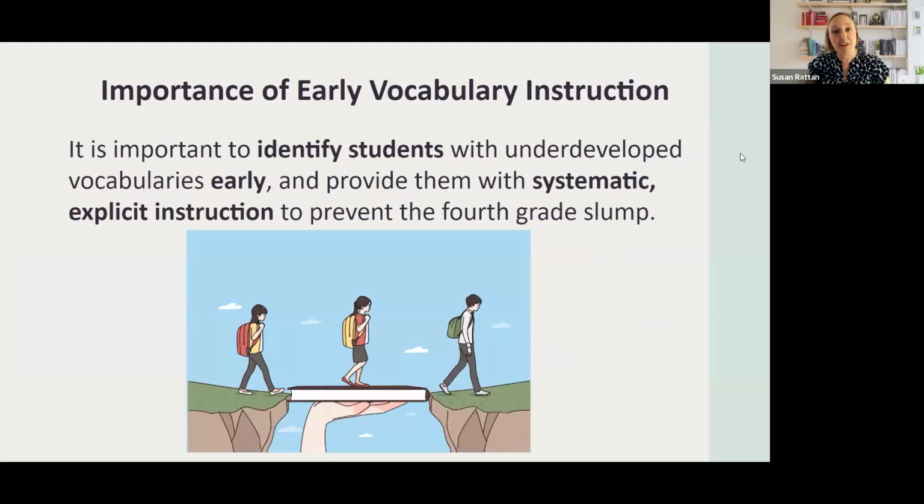So that's why we want to provide this systematic and explicit instruction from kindergarten on, or even in pre-K, to try to prevent this fourth grade slump issue. So we will know ahead of time which students need additional support.